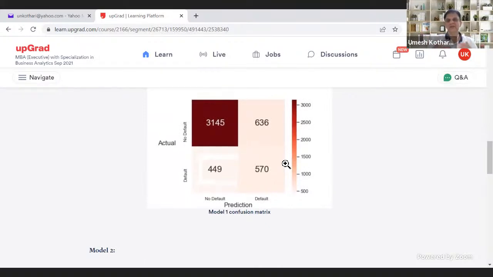Because on the confusion matrix, you need to say whether you're suggesting 1 or 2. And this is the reason why I'm suggesting a model over the other model. Okay.